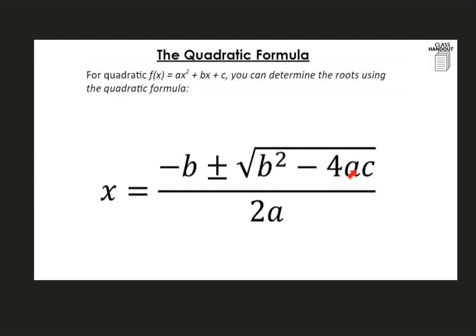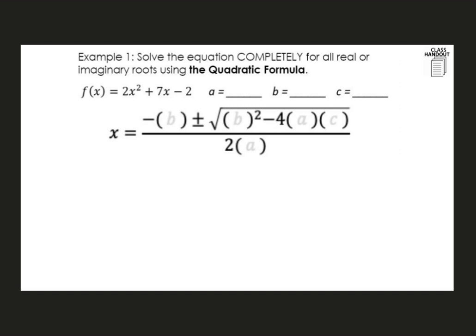What we're going to learn today is, when b squared minus 4ac is negative, how to simplify that negative radical. All right, let's take a look at this first example. First, we're going to identify a, b, and c. A is the coefficient of our x squared term, b is the coefficient of our x term, and c is our constant term. So a is going to be 2, b is going to be 7, and c is going to be negative 2. Then we're going to plug it into our formula.